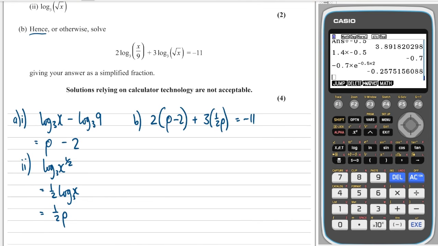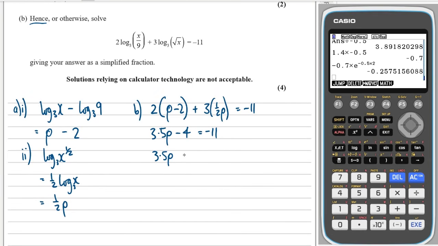Okay, so multiplying out the brackets, I'm going to get 2p, and I'm also going to get 1.5p. So in total, that's going to give me 3.5p. And I'm going to get a minus 4 here, and minus 11. So I'm going to get 3.5p. When I add the 4, it's going to equal, oh my god, minus 7, and then dividing through by 3.5 gives me p is equal to minus 2.